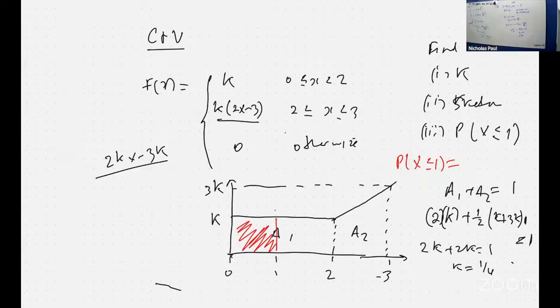Right, we know what K is, right? So we know what K is. K is equal to a quarter. So I just have to find the area of this rectangle here. So that's 1 by a quarter. So the answer is 1/4. Alright, nice. I just wanted to do one like that. I'm not doing many of those, right?